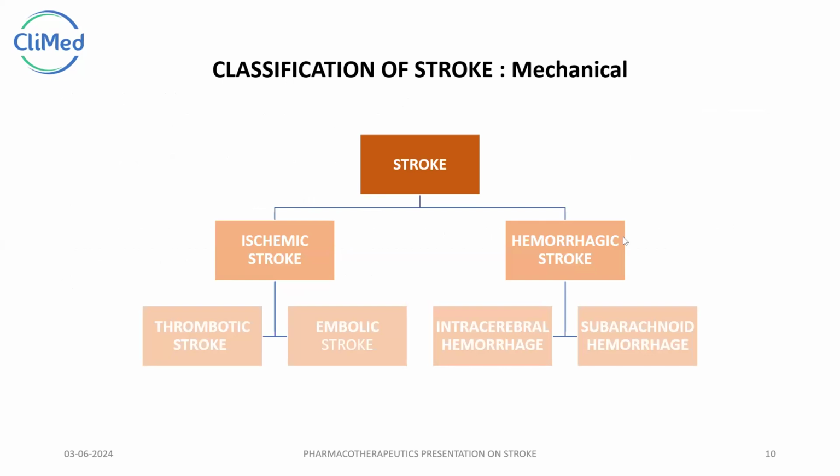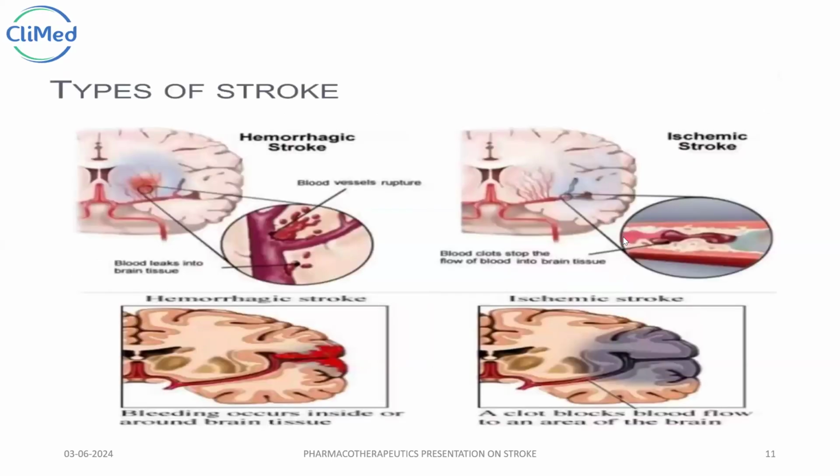Ischemic stroke is due to the reduction in blood flow, and hemorrhagic stroke is due to a rupture of a blood vessel, which is causing bleeding that is occurring in the brain parenchyma. In ischemic stroke, there are two types: the thrombotic stroke and embolic stroke. In hemorrhagic stroke, we have intracerebral hemorrhage and subarachnoid hemorrhage. Let's look at a few pictures for hemorrhagic stroke and ischemic stroke.